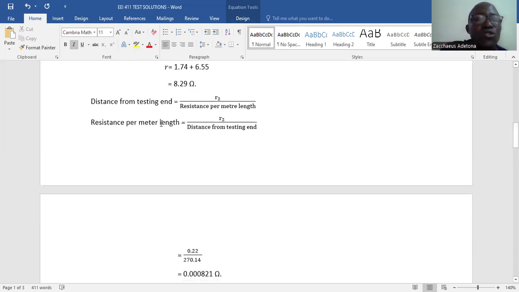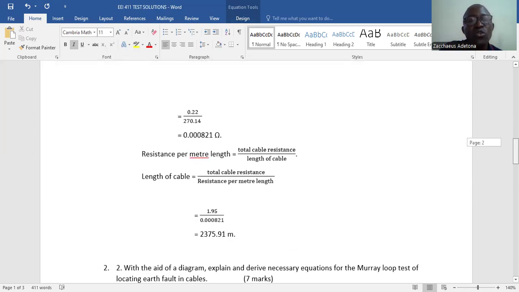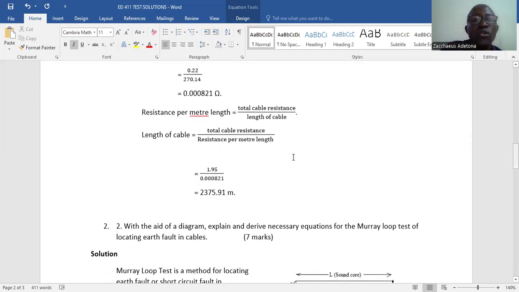Now the formula goes to say distance from testing end is equal to R2 divided by resistance per meter length. Resistance per meter length, therefore, equals R2 over distance from testing end. So if you solve that, now we have resistance per meter length is equal to 0.22 divided by 270.14. That is equal to 0.000821 ohm.